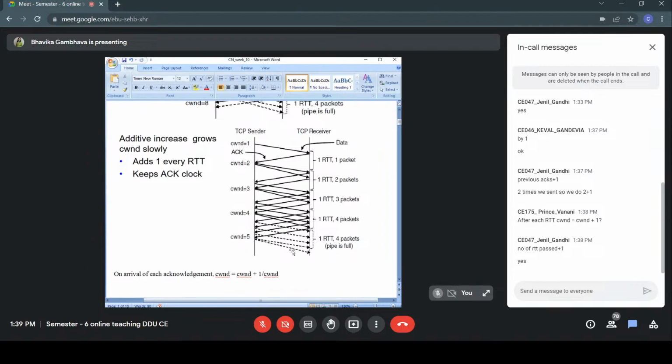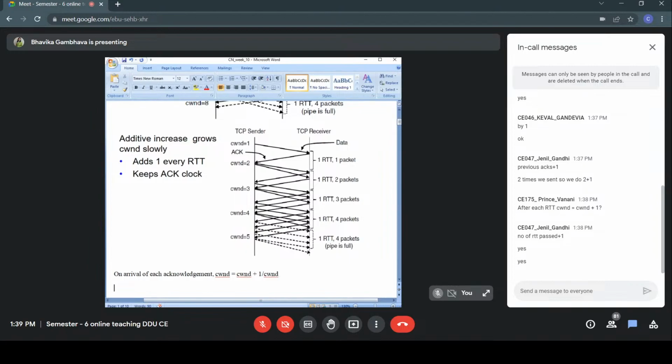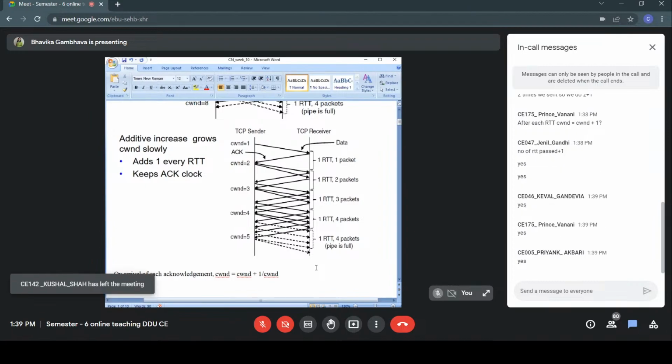Isn't this pretty simple? If congestion window is 3, then on arrival of each acknowledgement, you will be incrementing it by 1 by 3. So 1 by 3 plus 1 by 3 plus 1 by 3. Effectively, on arrival of all the acknowledgements, we are going to make it incremented by 1. Do I make sense to you? Pretty simple, isn't it, Kaval? Yes, everyone. Prince, Priyank. So this is what will be done. We don't need to remember the number of RTTs passed or how many acknowledgements have come and then increment it. Rather, directly based on the acknowledgement and the current value of congestion window, this is how we tune it.